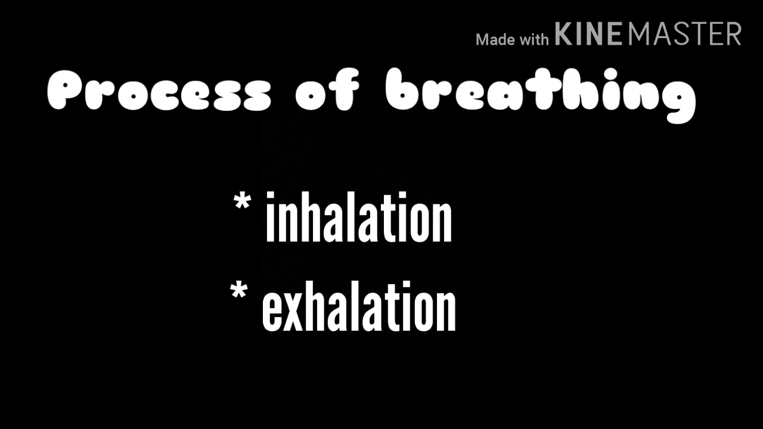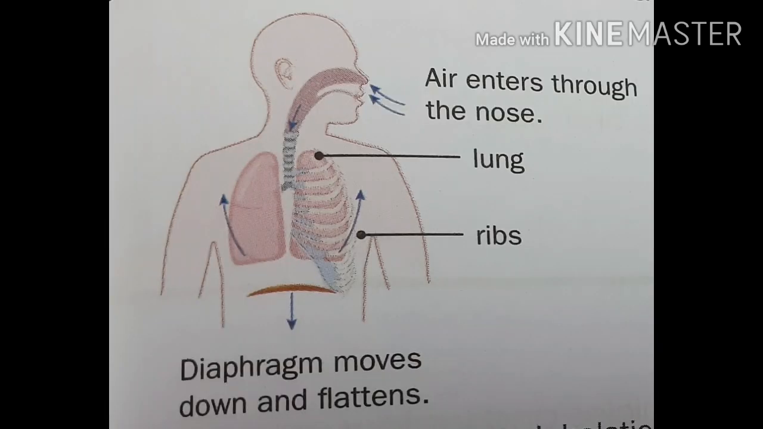Like insects breathe through tiny holes called spiracles. Similarly, fish breathe through gills. Frogs breathe through their lungs and moist skin. Birds and reptiles breathe through their lungs. In the same way, human beings also breathe through lungs. They take in air through their nose.